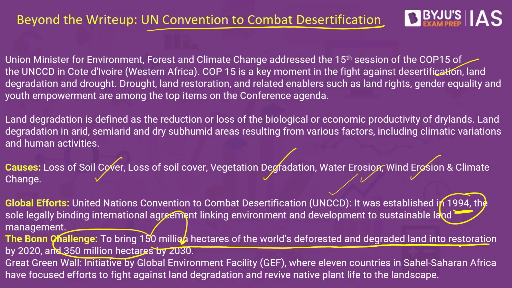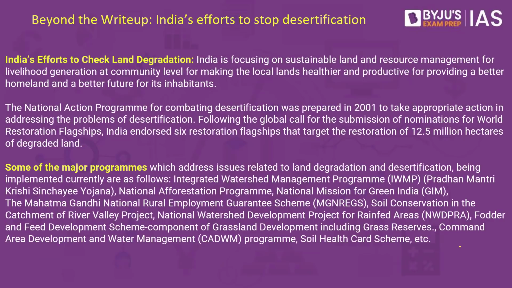Now, this is what the entire world is doing. With respect to India also, the Indian government has realized the challenge that we are facing in terms of desertification and increasing instances of drought. That is why we are also making efforts to combat this problem. This includes focus on sustainable land and resource management and ensuring that there is much more local participation for productive use of land across the country. We also initiated the National Action Plan for Combating Desertification in 2001 to address the problems of desertification.